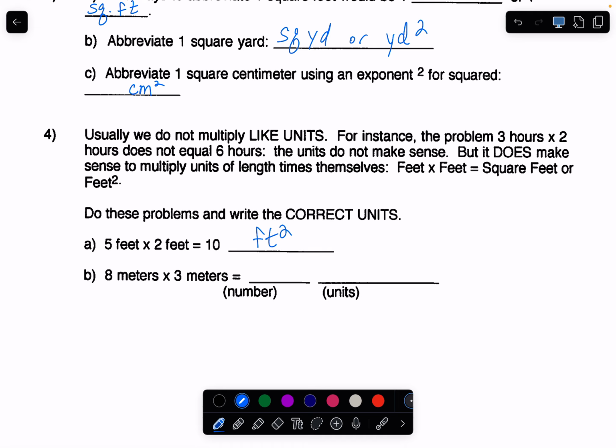8 by 3 meters. Okay, now this is meters. This is a meter stick. So it would be 8 of these long and 3 of these high or whatever. And so 8 times 3 is 24. That's your number. Your units, you can put the SQ with an M. The abbreviation for meters is M. Or you can just put an M with a little square on it. Okay? Either way is fine.